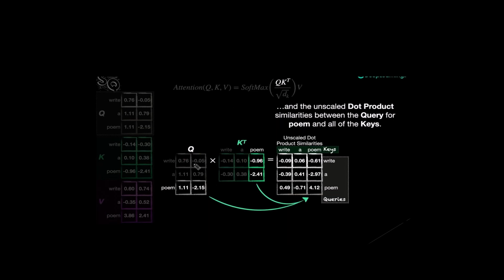I hope this explanation clarifies why we perform the transpose and how the multiplication works step by step. In the next lecture, we will discuss dividing by the square root of the key dimension and why this normalization is important.